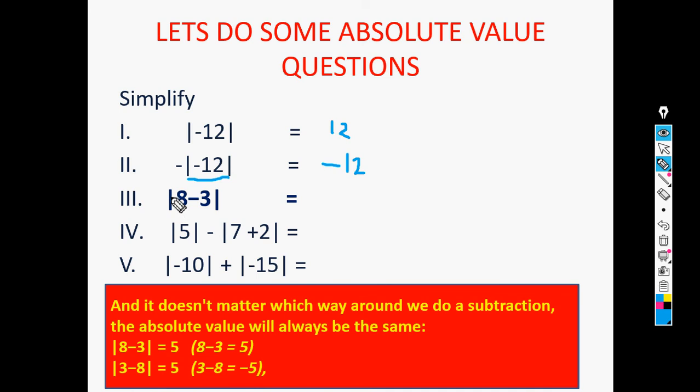Now if you are to subtract two numbers inside these bars, we will first be solving the numbers inside the bars and then finally writing the absolute value. Now 8 minus 3, there's another thing that you should know, that whether you do 8 minus 3 or you do 3 minus 8, in both you will get 5. So it doesn't matter which way around we do the subtraction, the absolute value will always be the same in a question like this. So it will be 8 minus 3, which is 5, and then the absolute value is 5. Easy.